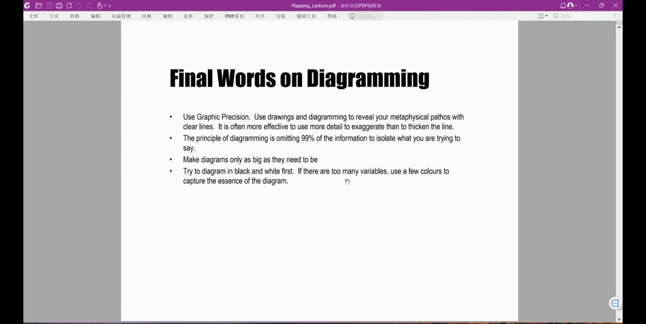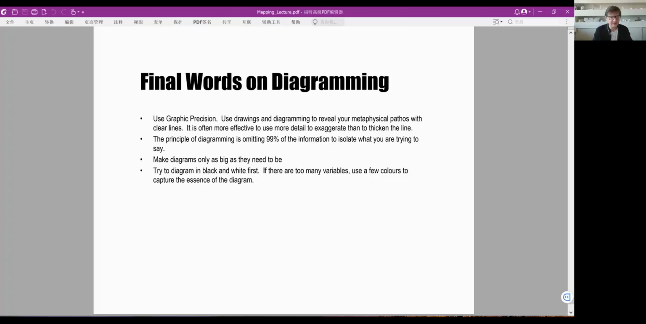So some final words about diagramming. Please listen carefully. It's important for you to use graphic precision. I guess that's also something which Bu and Ying are telling you all the time. Use drawings and diagramming to reveal your metaphysical pathos with clear lines, with precision.